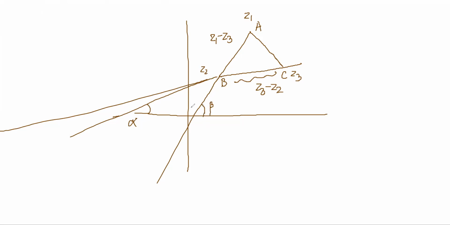Now, you know from the triangle property that the exterior angle is equal to the sum of the interior opposite angles, no? So this plus this should be equal to beta. So this angle should be beta minus alpha, no? And the vertically opposite angle is also beta minus alpha. So the angle that I need, angle B, is equal to beta minus alpha, where beta is the argument of this line, no?